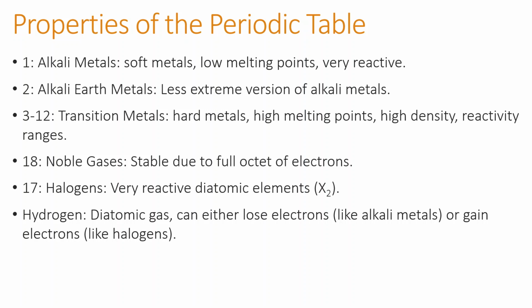Halogens, these are very reactive diatomic elements. So diatomic means that there's two of them. So for example, Cl2, Br2, I2, those are all diatomic elements. And the halogens are very reactive as well. And then hydrogen, who doesn't quite fit in and is kind of a weird element compared to the others on the periodic table. It is a diatomic gas, and it can either lose electrons like alkali metals, or it can gain electrons like halogens.